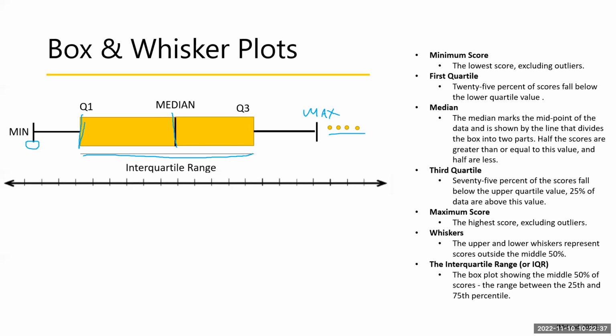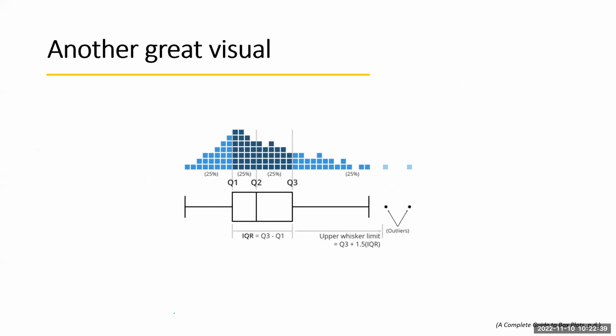Okay, and I've got another visual right here that just kind of breaks it down a little bit. This is from a complete guide to box plots. It's in my references. If you want to take a deeper dive, this is a really great website for that. But this kind of shows you the first, second, third, and fourth quartiles right there.